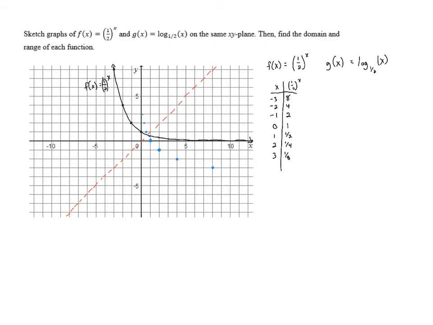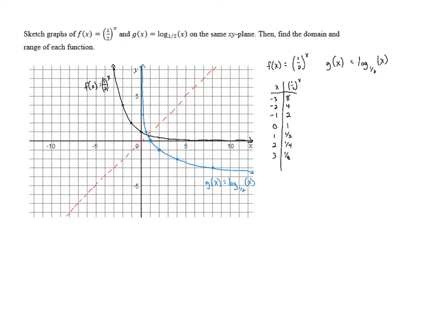And as we connect these dots in a smooth curve, we can see that we're asymptotically approaching the x-axis from above, and then as we move to the right, we're going further and further below the x-axis. So this is our graph of g of x equals log base 1/2 of x.